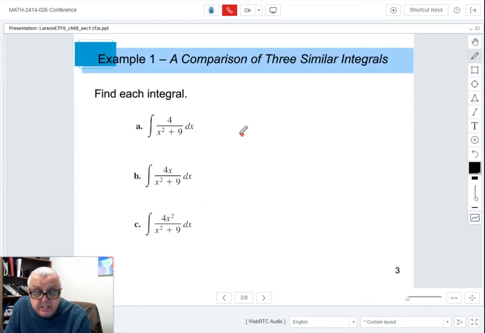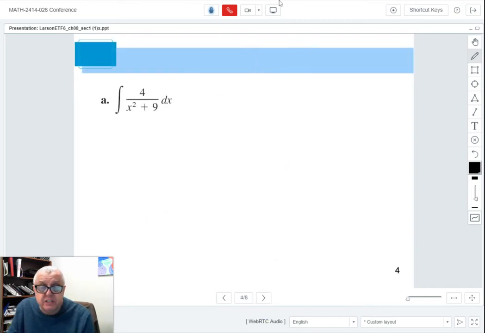Now, if you look at the denominators in these three problems, they're all the same. The only difference in these problems is problem A does not have a variable, an x on top. B has an x, and C has an x squared. So that's the only difference between these problems. There's no x, there's an x, and then there's an x squared. So let's look at each one of these three.